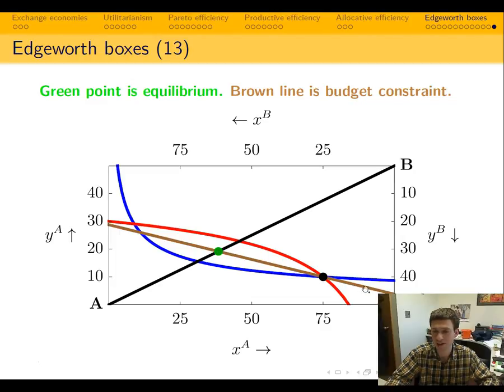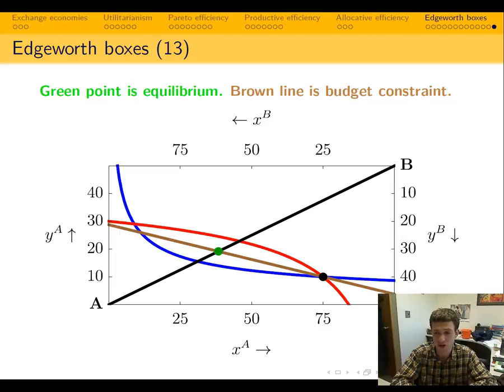Now note that we could not have drawn this budget line earlier because we didn't know the price of Y. We didn't know the prices. Once we know the prices, we can draw the budget line, and this is what it would look like, and it would be the same for both of them. And it's at the unique point where it crosses the contract curve, which was the set of Pareto efficient bundles.